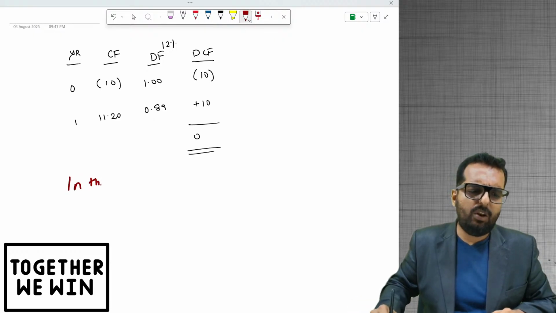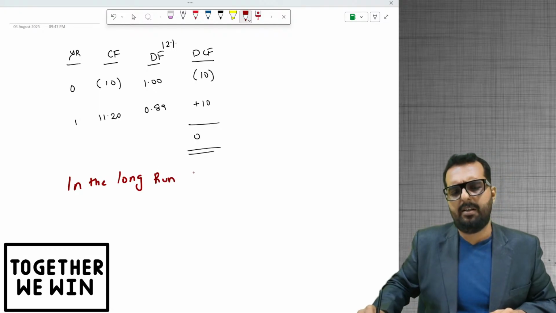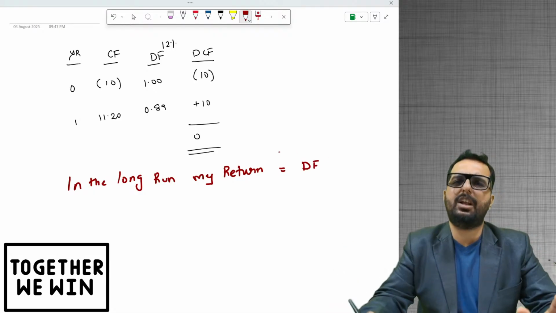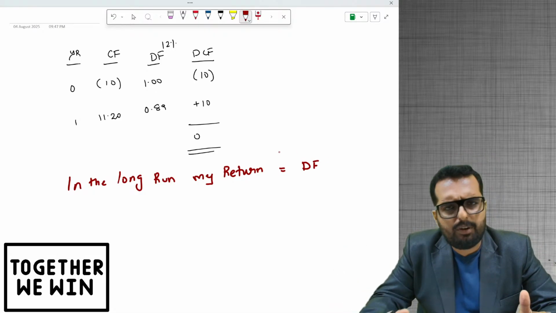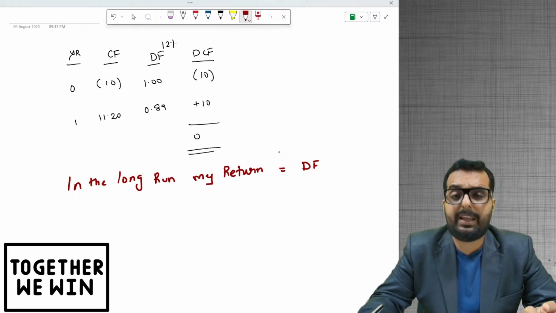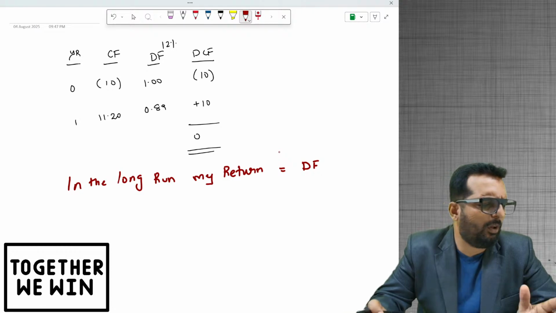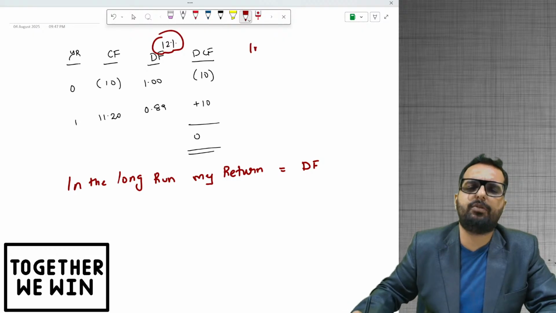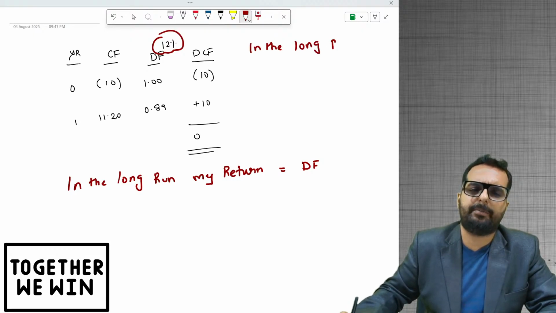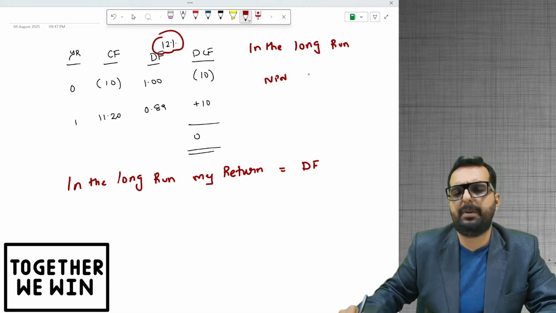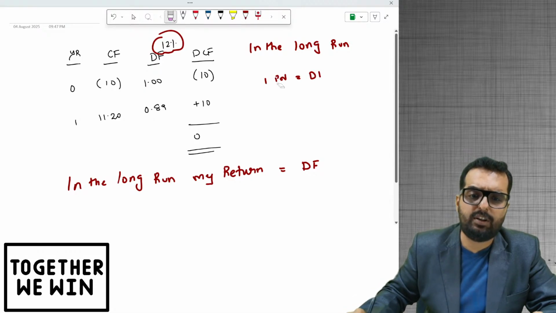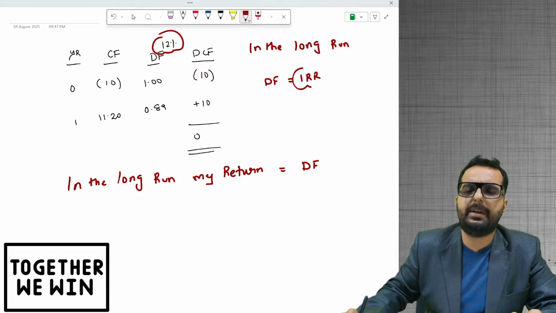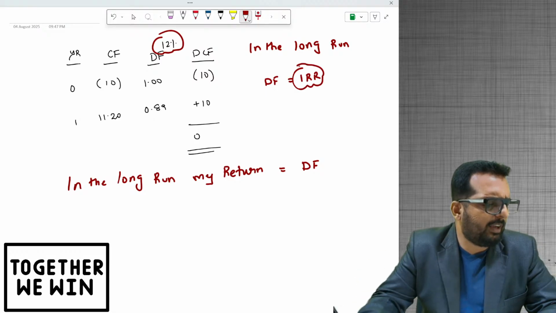Or friends, in the long run, my return will be equal to the discount factor, because in the long run, if I keep buying, the price will go up. If I keep selling, the price will fall down. In the end, it will turn out to be the same. So one thing you have to keep in your mind is, friends, in the long run, whatever your discounting factor is, that will be your IRR, or it will always be the IRR. Everybody clear with this part now?